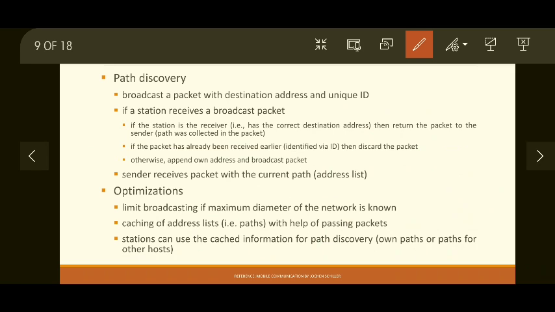Then that means nodes keep a cache where already known paths are stored. They are regularly updated. The cache is flushed out and new paths are updated in the cache in order to save time. Then the third optimization is that a station can use the cached information for path discovery, its own paths or paths for other hosts. That's what I said. This cached information can be used for saving time to deliver packets to other hosts or to receive the packets from the source. So this is path discovery.